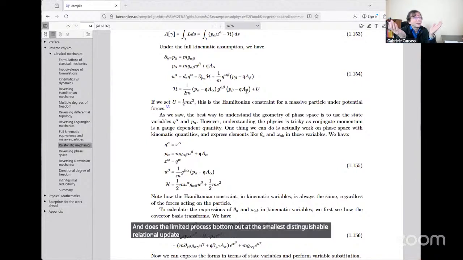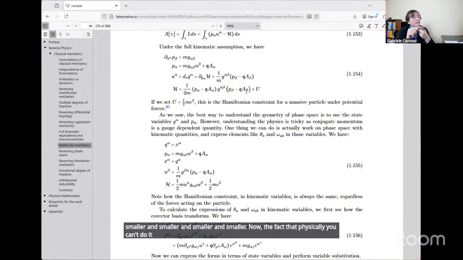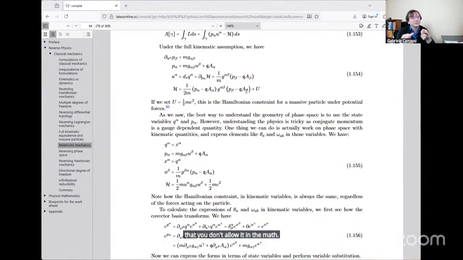No, so again, there is no bottoming out, right? In the classical assumption, you can take regions of phase space that get smaller and smaller and smaller. Now, the fact that physically you can't do it doesn't mean that you don't allow it in the math. It's exactly the opposite. It's because you say, I'm going to have a physical cutoff after which I don't care, then you basically say, okay, I'll just let the math pretend that the things exist, right?